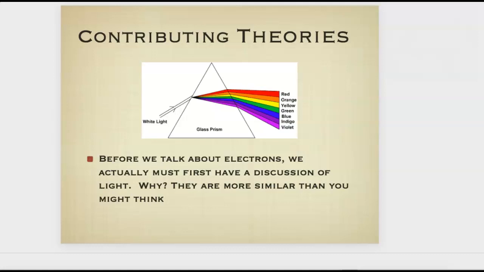For example, if you've seen a neon sign, we put electricity into that neon gas and we get a very specific color pattern coming out of it that we know is specific to neon. And that's specific to neon because of the electron configuration of neon. So we're going to work our way towards understanding that a little bit by talking about light.